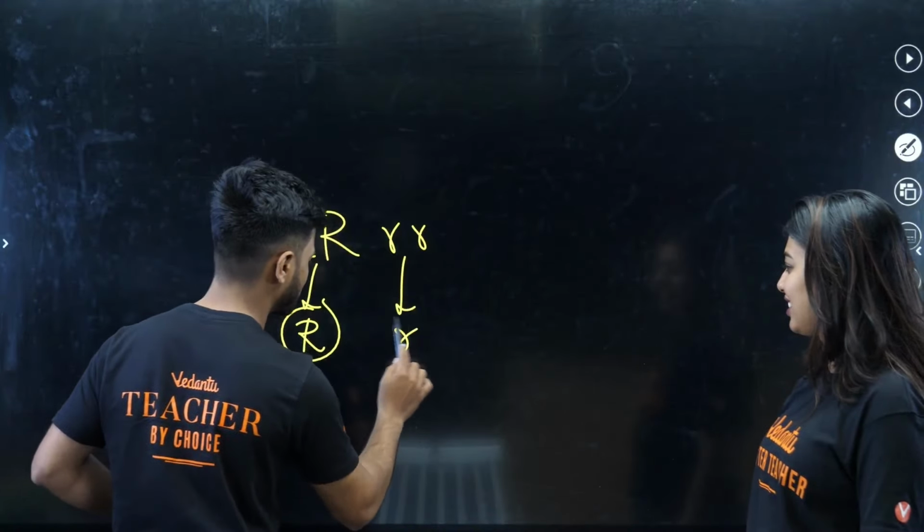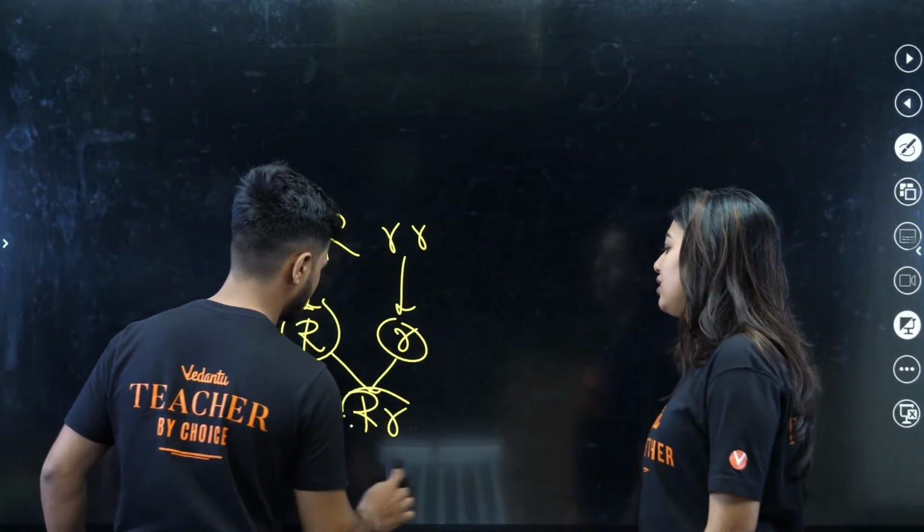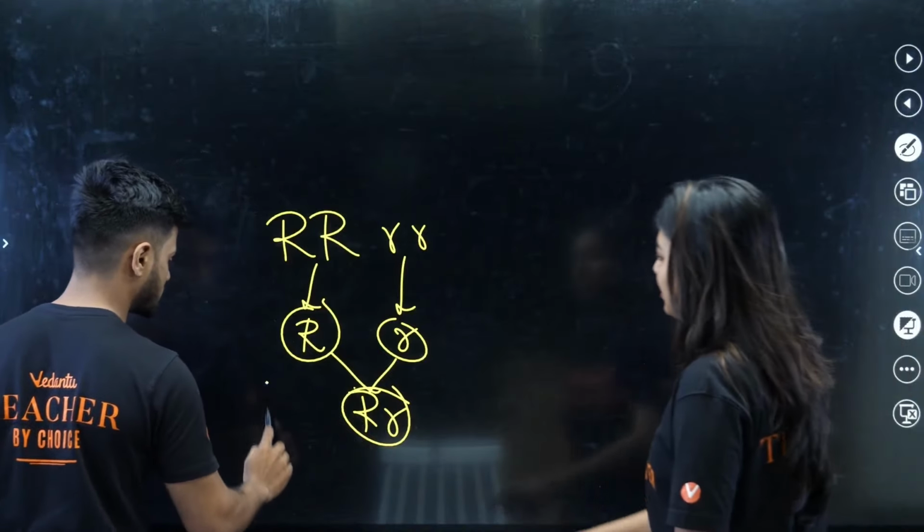Punnett square. You take only one. Gabby, take one. We have R. No, I didn't do the F1 only. Heterozygous. Now you see, this is the F1 generation. Okay, I'll draw the box.